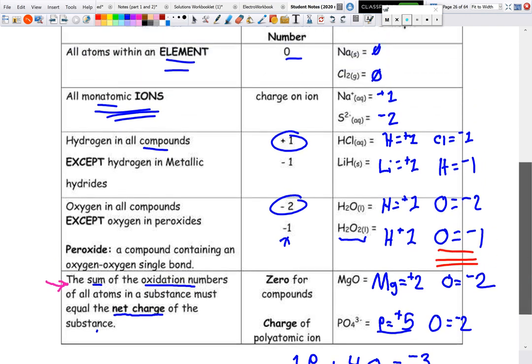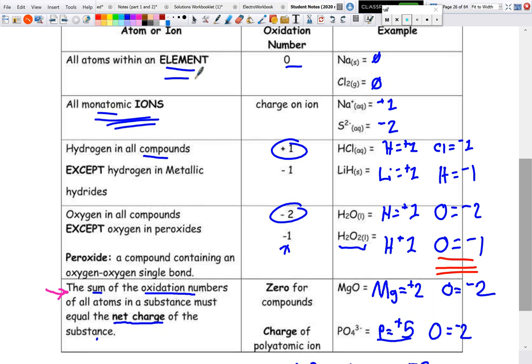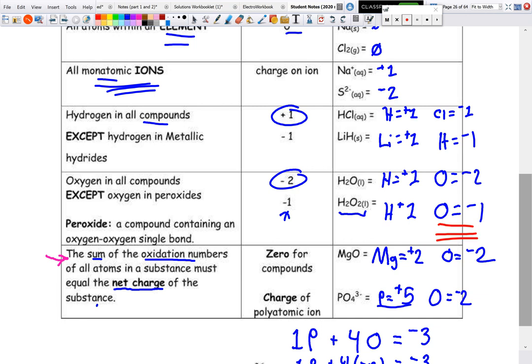All we need to do is remember that elements are 0, always going to be true. Monatomic ions, charge on the ion, always true. Hydrogen, always going to be positive 1 except for the metallic hydrides. Oxygen is always going to be negative 2 except for when it's in peroxide. Other than that, we have to make sure that we can do this algebra step to make sure the oxidation states all add up to equal the charge on the ion.